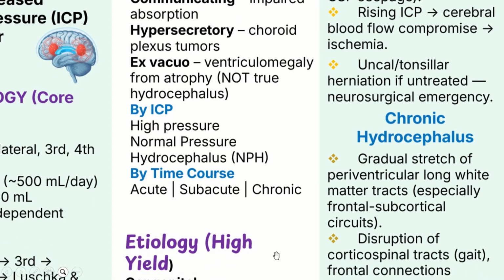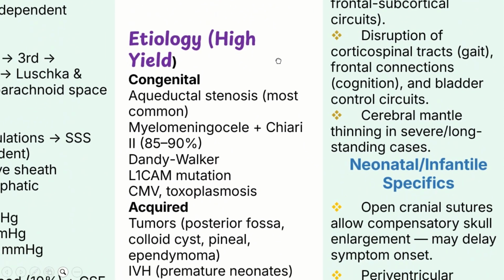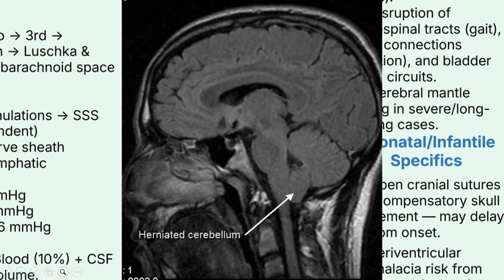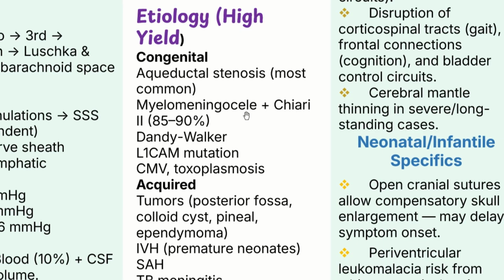So when you look at the etiology, this is very high yield, very important for you to know. We have the congenital causes, and that is aqueduct of Sylvius stenosis. That's the most common. We can have the myelomeningocele plus a Chiari II malformation. And a Chiari is basically where we have the cerebellar tonsils herniating down into the foramen magnum. So when they're going down into the foramen magnum, they're going to compress the fourth ventricle and things like that. They're going to cause that stenosis.